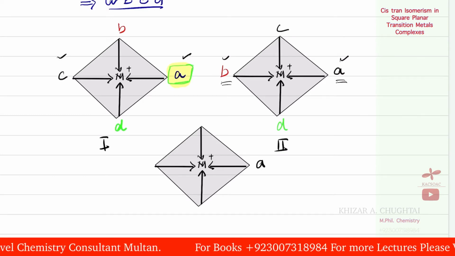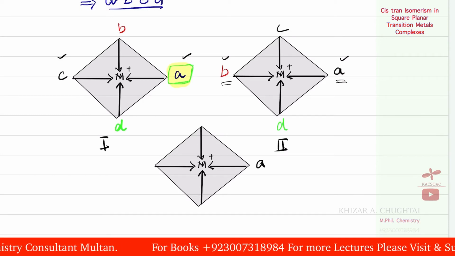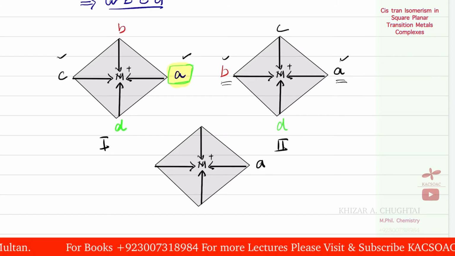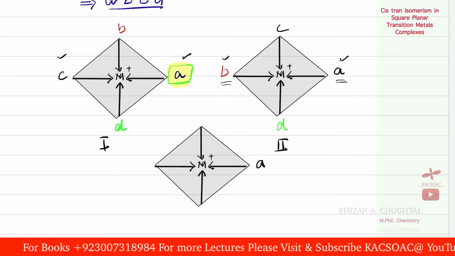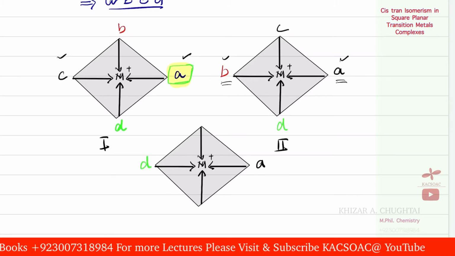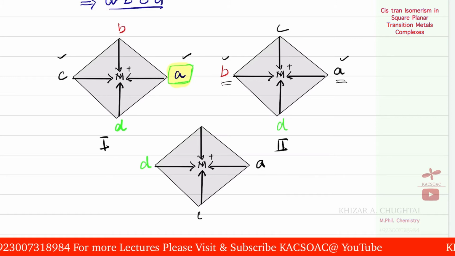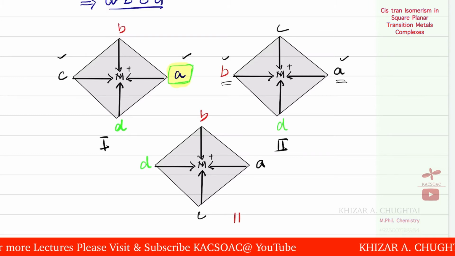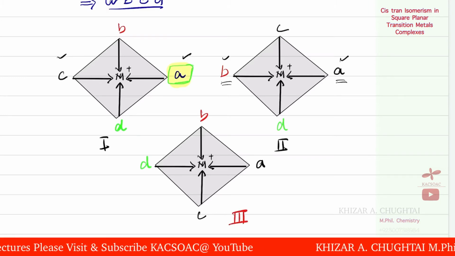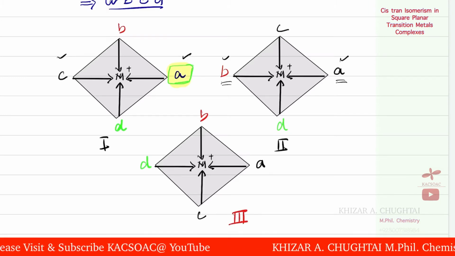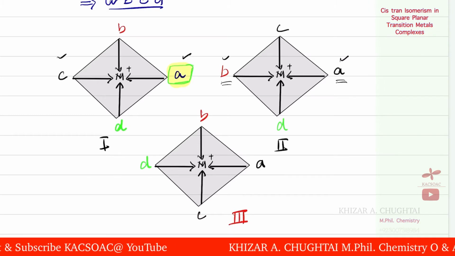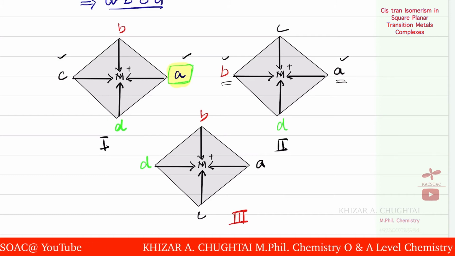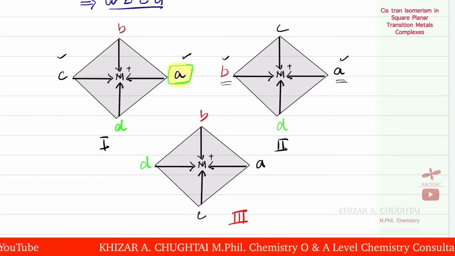Now I'm going to switch C and D from the first complex. So I'm placing D over here, C over here, and B over here. I'm going to call it the third one. This is the third complex, so this is different from both of the above complexes. In this case, A is in front of D. So there is a possibility of three isomers.